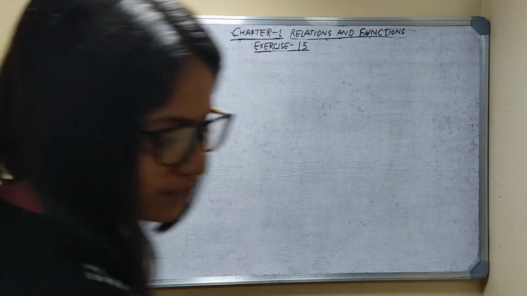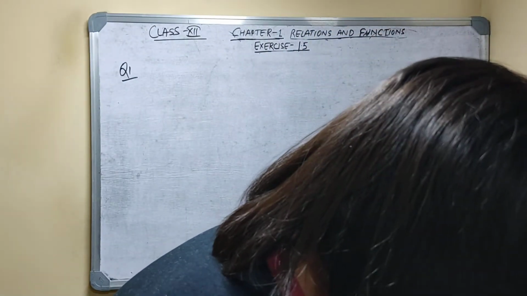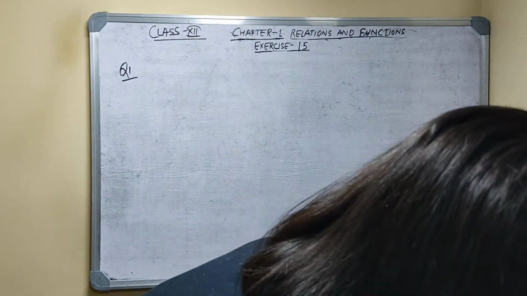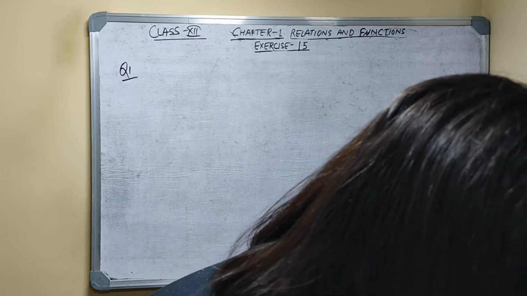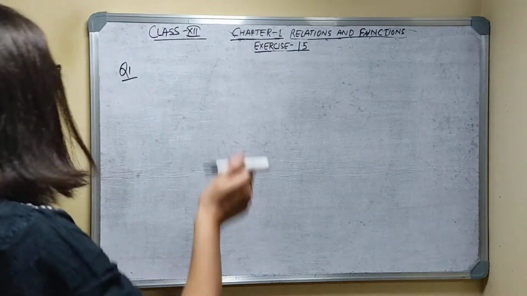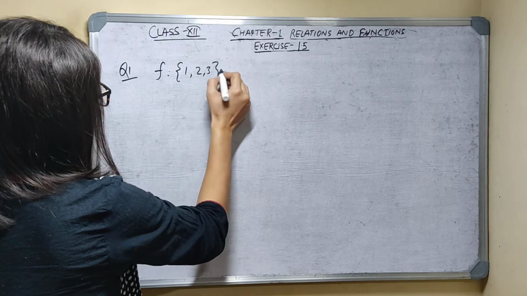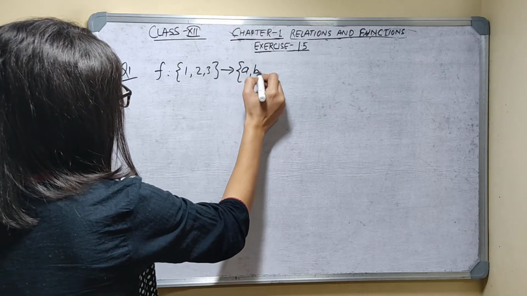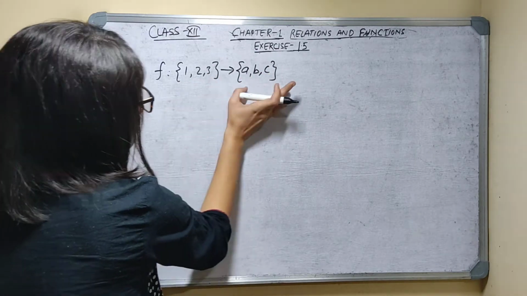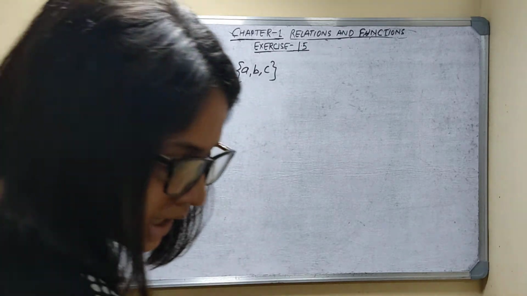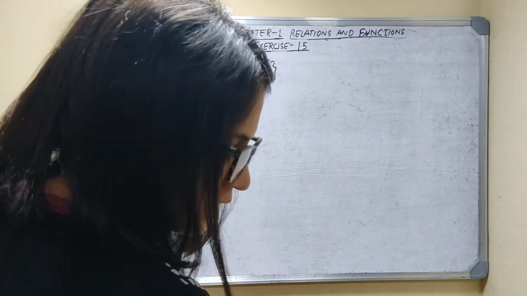Exercise 1.5. See question number 1. Question number first. Let f be a function from {1, 2, 3} to {a, b, c}. One function is given from 1, 2, 3 to a, b, c. It means for this function, this is the domain, this is the codomain, and it is defined by f(1) = a.